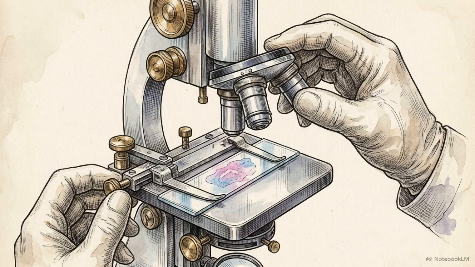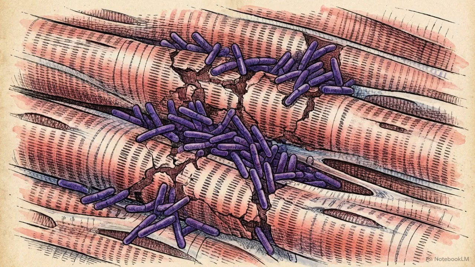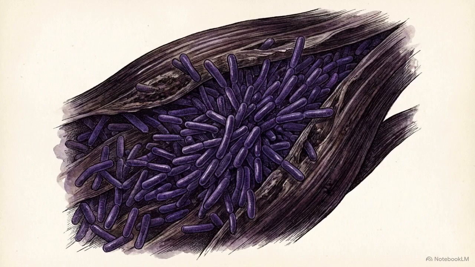A biopsy of this dying muscle tissue reveals a startling clinical paradox. Despite massive, advancing necrosis and unchecked bacterial replication, the histological slides show a near-complete absence of local inflammatory immune cells. The body appears to mount no cellular defense.